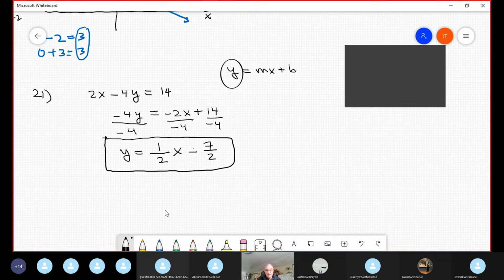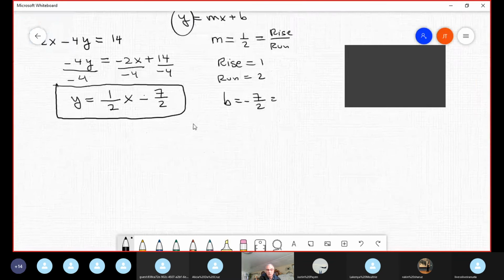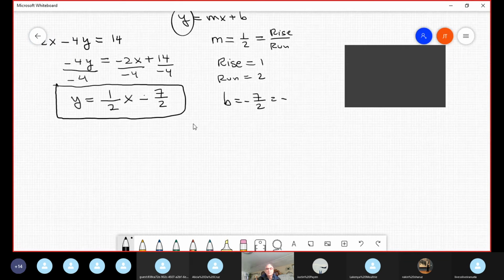I realize that m is 1/2. This is rise over run. In this case, rise is 1, positive, so it goes up. And run is 2. Always positive, to the right. And b is negative 7/2. Negative 7/2 is not easy to plot as a fraction, but immediately you put it in the calculator and it's 3.5, negative. It's clearer to see graphically.